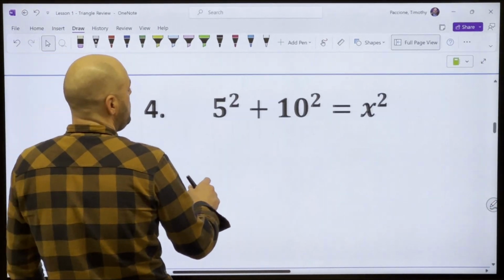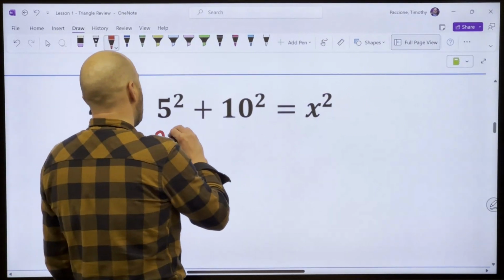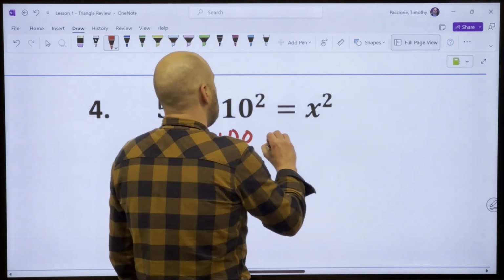All right, this one, we're already isolated. Great, we just need to figure out what this side is. 25 plus 100 equals x squared.